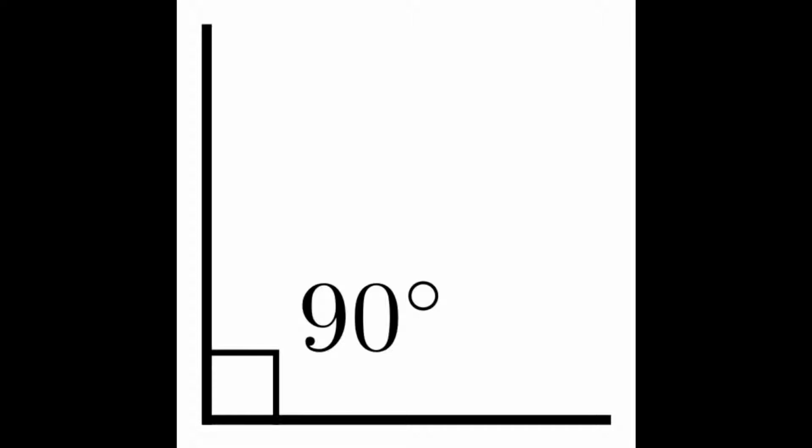Right angles are probably the most simple to understand. Right angles are 90 degrees. Imagine the corner of a square. This is a right angle. A perfectly written capital L also forms a right angle.